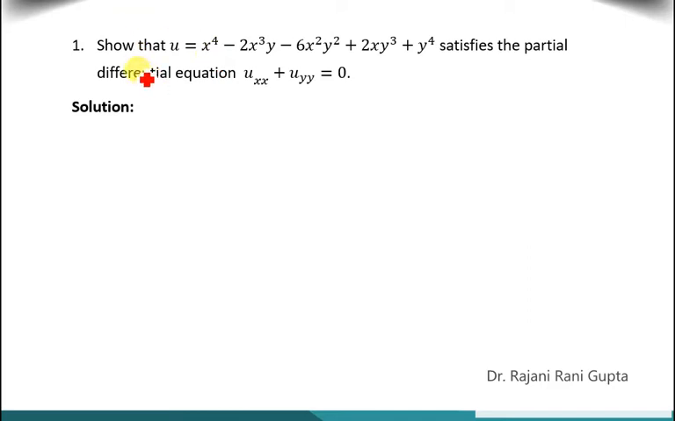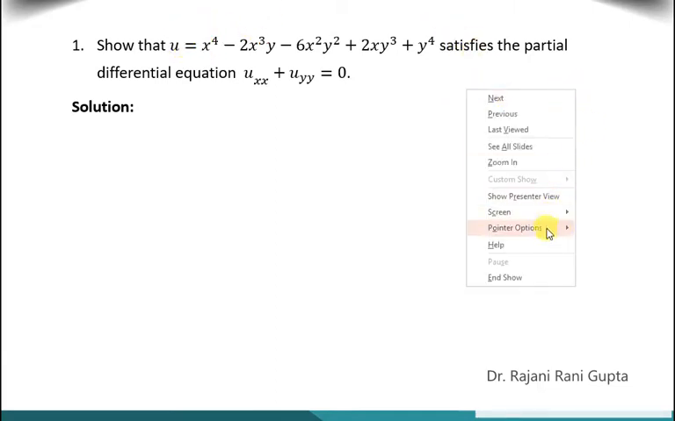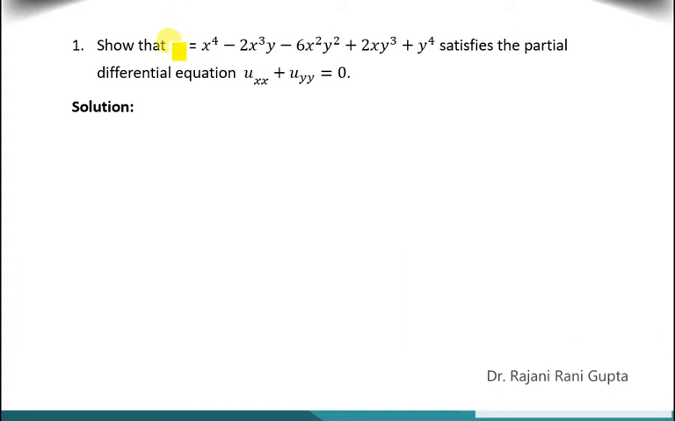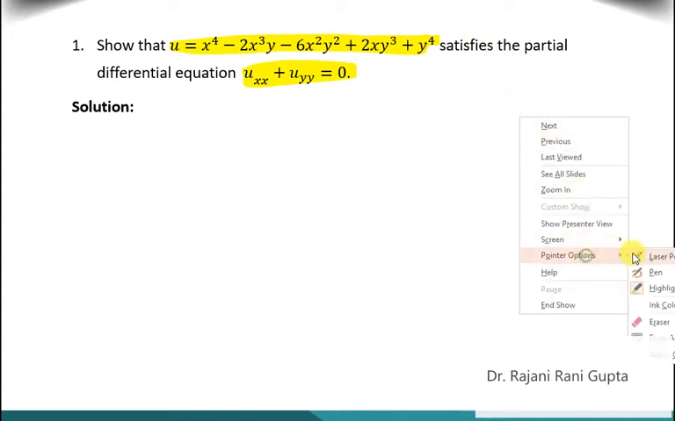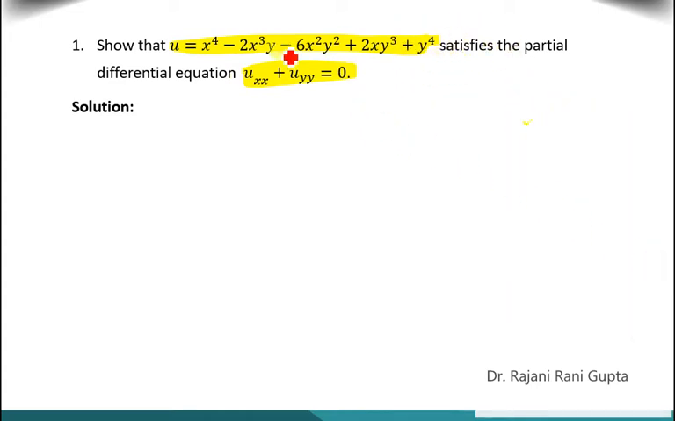So I will explain this directly with the help of a question. Suppose you need to show that this given value of u satisfies the partial differential equation uxx plus uyy is equal to 0. What do we mean by satisfying the partial differential equation? It means that when we substitute the value of u at these two places and add them, we should get 0.